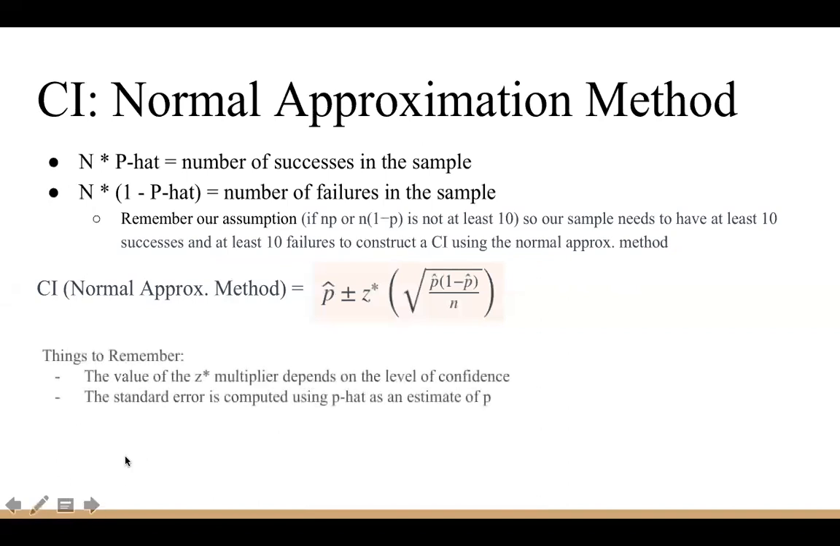Just remember that the value of the z multiplier depends on the level of confidence. Whether you have a 90% confidence interval or a 95% confidence interval, you know that for 95% confidence intervals, you use 2 as your z multiplier. That's just an example. And then the standard error is computed using p-hat as an estimate of p. You just know that since we use our statistics to give us an estimate of what our parameter is.